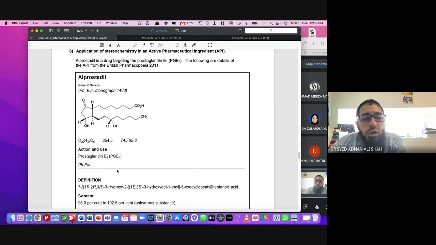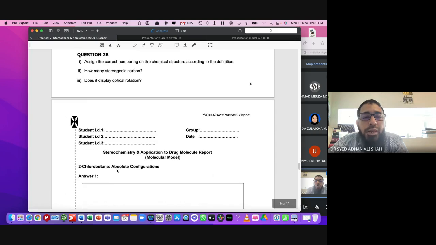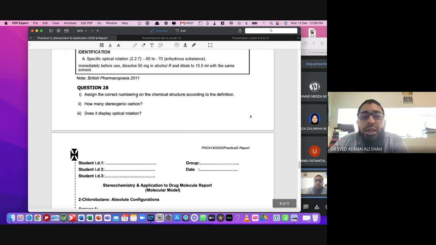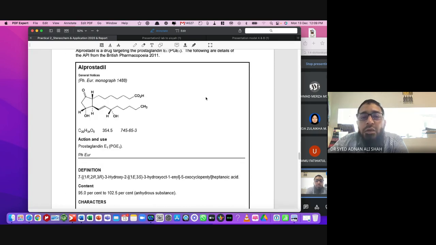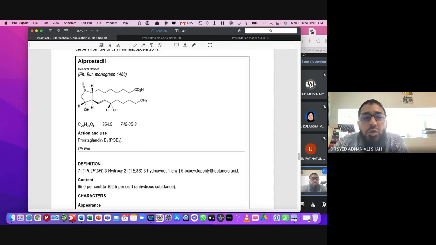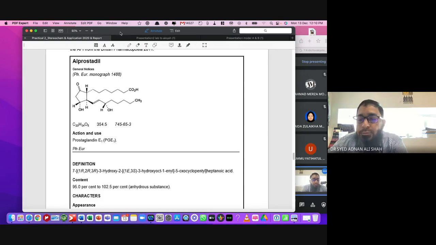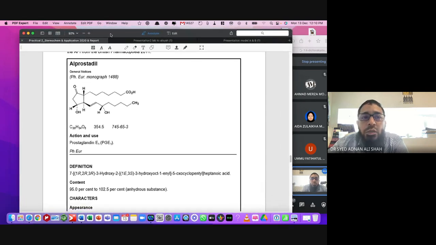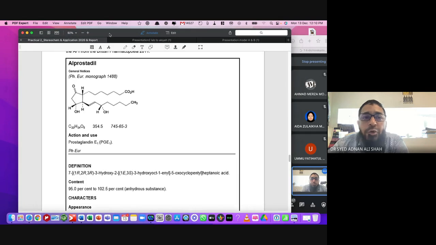First of all, assign the correct numbering of the compound. For the correct numbering, you have to follow the IUPAC rules. In this molecule, which one is the most prioritized group? From where can we start the numbering? Numbering should be according to IUPAC, and we have to select the functional group which is on the top priority.